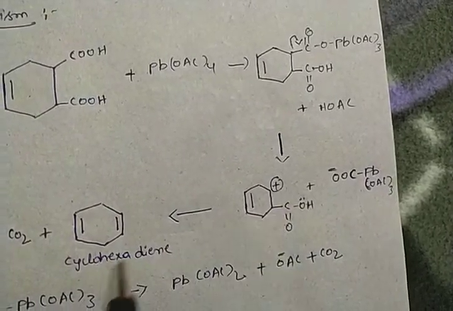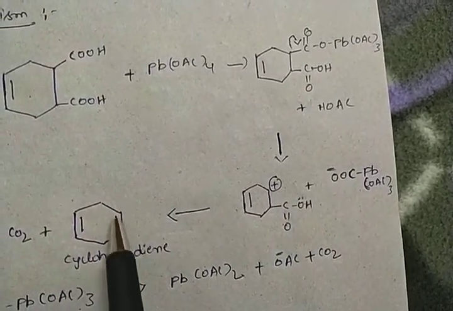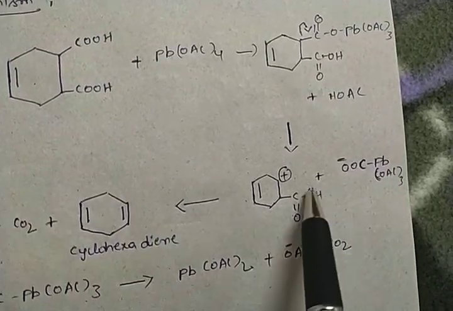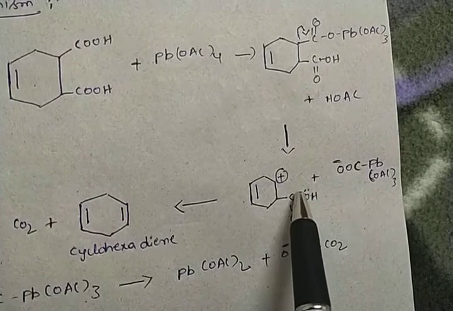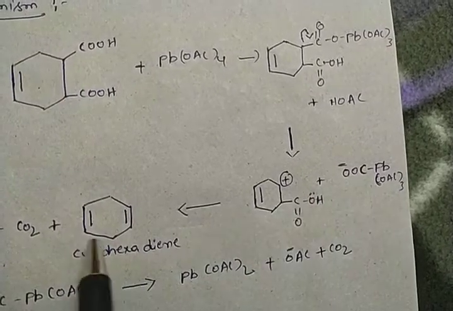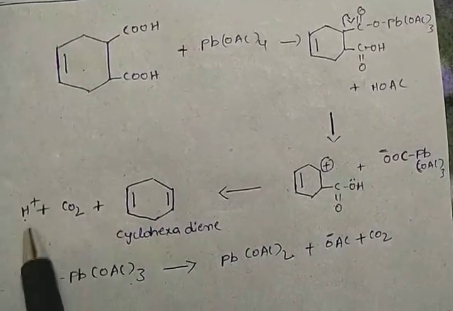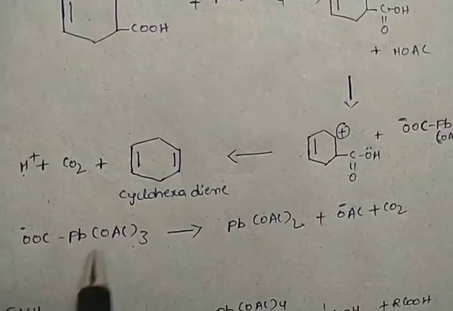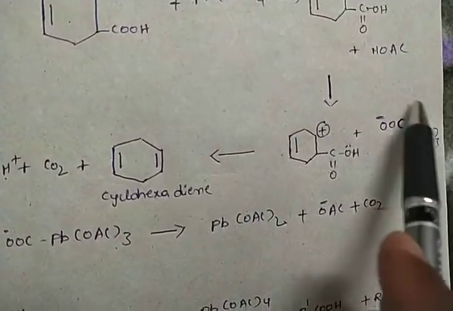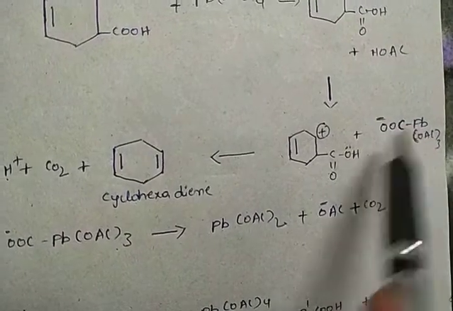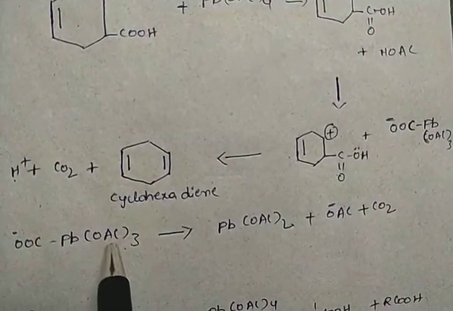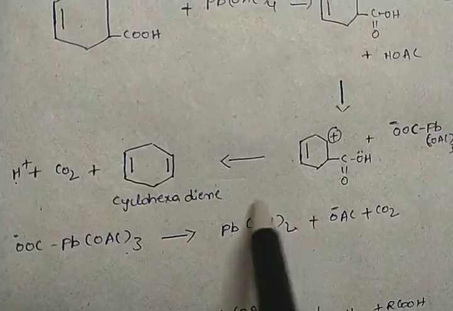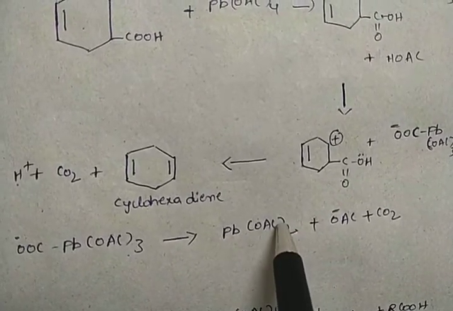So this one, my dear friends, acquires the double bond, and it liberates carbon dioxide. This is the carbon dioxide gas, clear? So this is the carbon dioxide. So one more H plus ion will also appear here. So here this will react, how will it be cleaved? So here you see this, it forms again the lead diacetate.